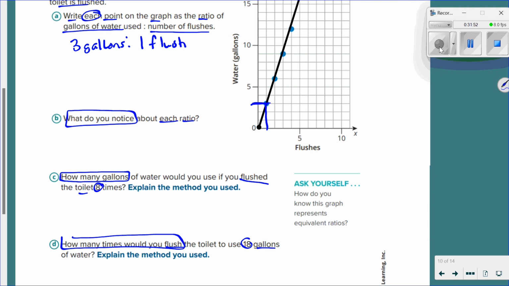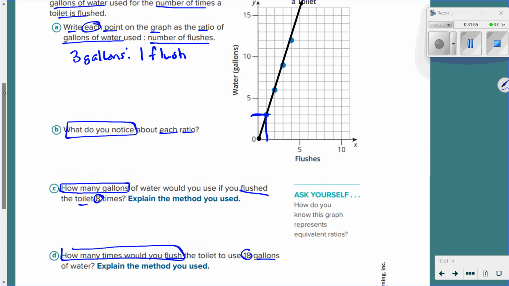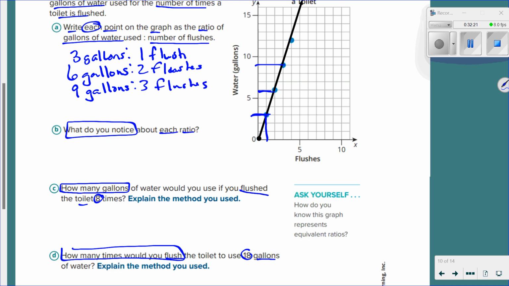So we gave you the first one. Miss McShane gave you the first one because she's too nice. But our second one, again, because of the way they wrote it, we're actually starting on our y-axis. So that means it's 6 gallons to 2 flushes. Our next point is at 9 gallons to 3 flushes. And then the fourth point was at 12 gallons to 4 flushes.